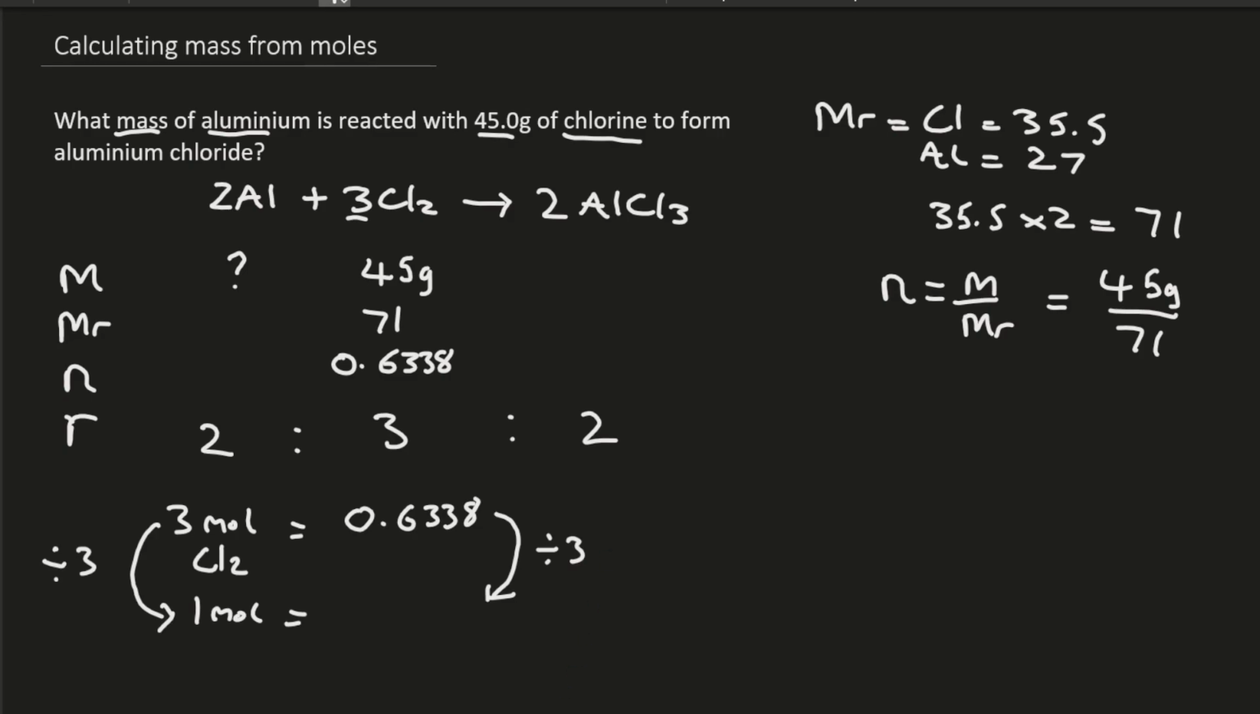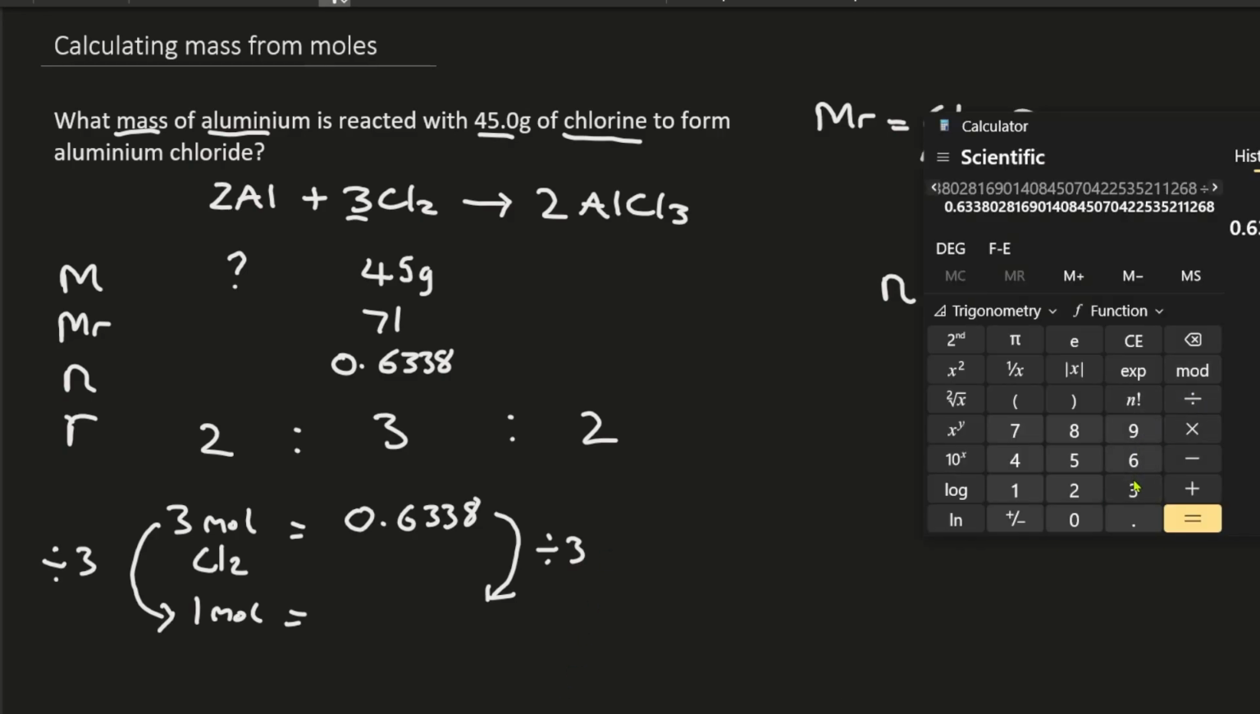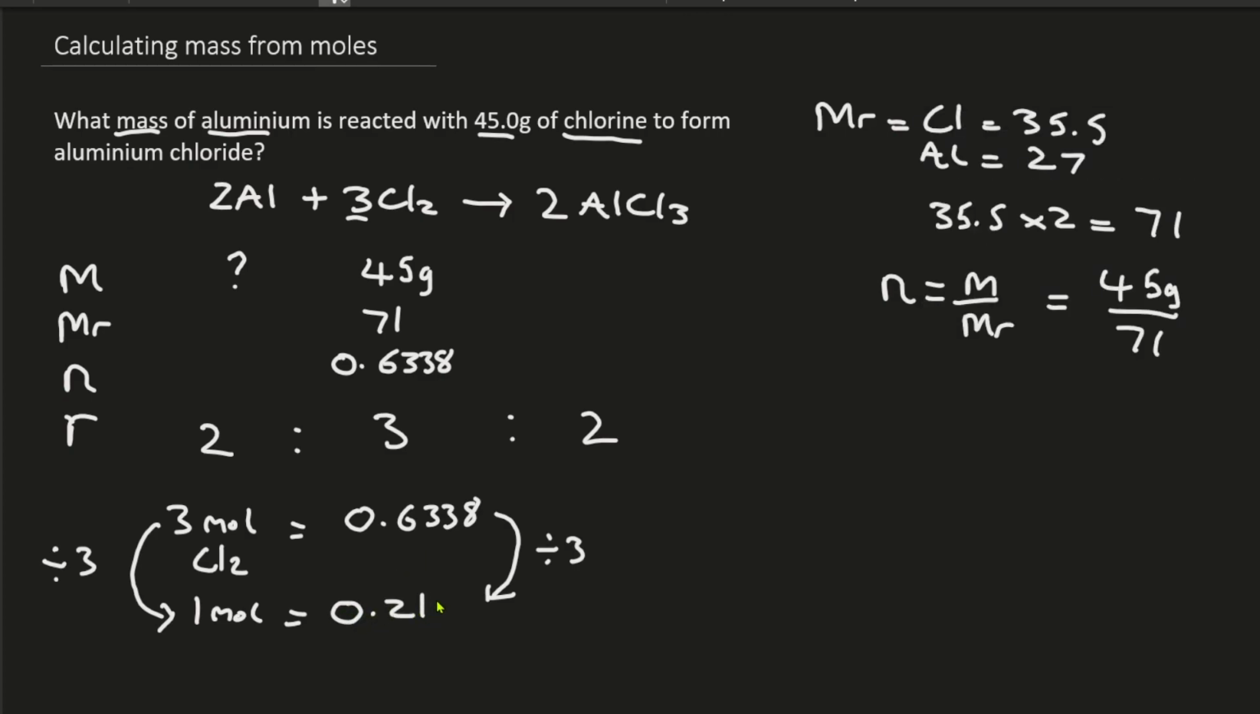And that equals the following. So divide the answer by 3. So 0.211. So just remember to keep your calculator answer and don't take that away, because that will cause a little bit of an error in estimation of your actual final answer. Really important. So we've got 1 mole of our chlorine, which is 0.211. Now, this is the great part. So because we've got 1 mole, we can actually work out what 2 moles are of aluminium, because that's what we want from the question.